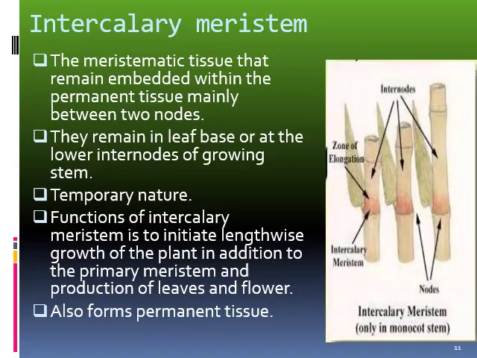The next type we have is intercalary meristem. These are the separated tissues of apical meristem. These are separated from apex during the growth and found in between the cells of permanent tissues. Their position is different in various plants. Sometimes they are present at the base of the leaf, and in some grasses they are found at the base of internode, and in some cases they are situated below the node. Majorly it is present in the leaf base or at the lower internodes of growing stem.